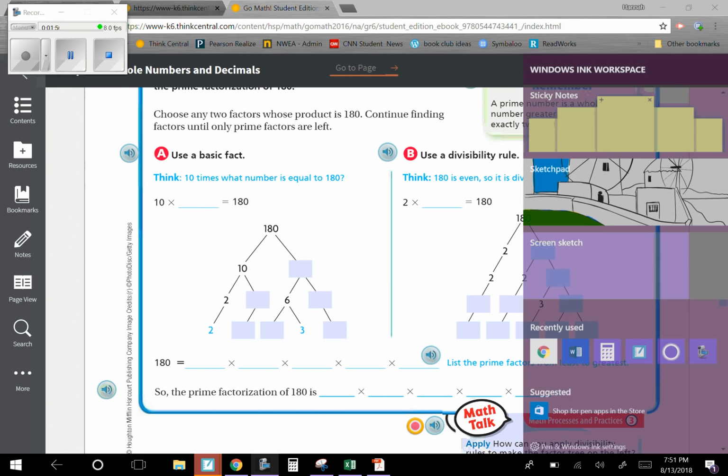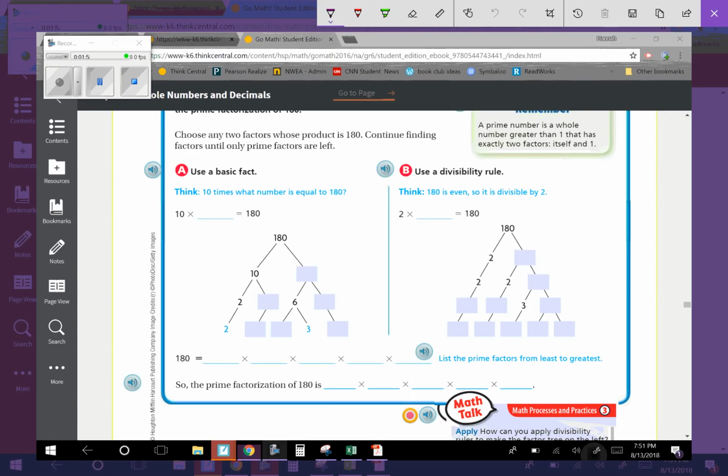Okay, so looking at this, it says, think 10 times what number is equal to 180. So they kind of have it set up for us, and we're just going to plug it in. So 10 times what equals 180? Well, I know that that is 18. So 18 times 10 is 180, which means 180 is 10 times 18. We're going to look over here on the left. 10 is 2 times what? Good, we're kind of going backwards. 2 times 5 equals 10.